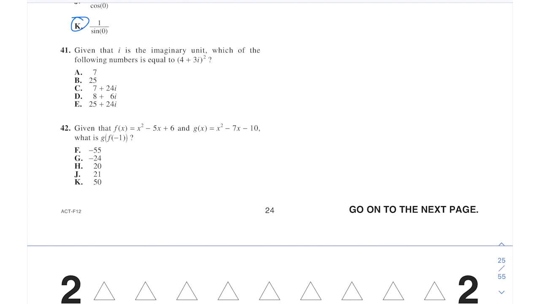4 plus 3i squared, which would be 16 plus 24i plus 9i squared, and i squared is -1, so 16 minus 9 would be 7. For 42, f of -1 would be 1 plus 5 plus 6, which is 12, so g of 12 would be 144 minus 84, 60 minus 10 is 50.